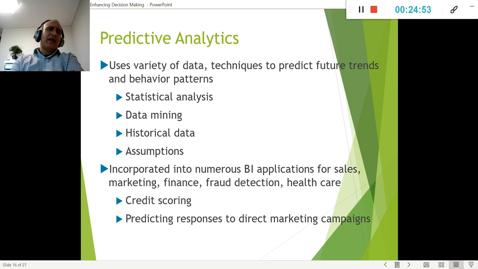Now, I already mentioned predictive analytics and forecasting. Here we use a lot of statistical analysis, a lot of algorithms, and data mining, assumptions, reading, understanding. The data goes through a process of seeing where it is and the potential to understand where it goes.